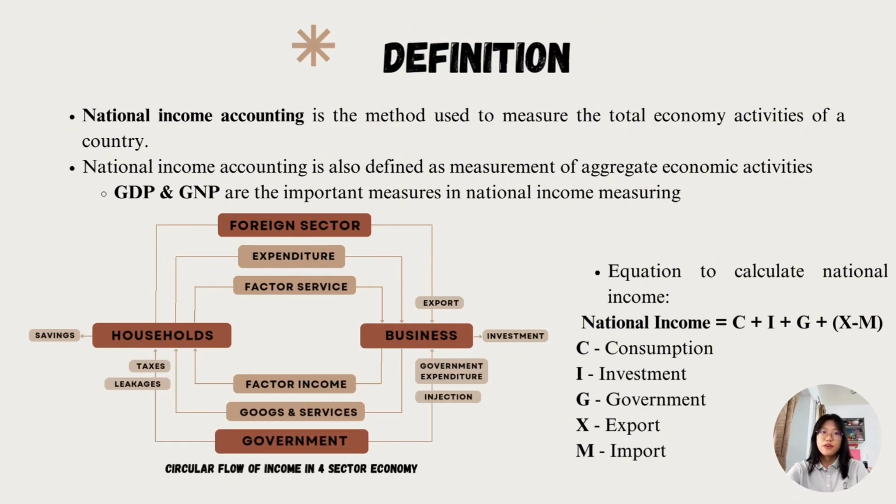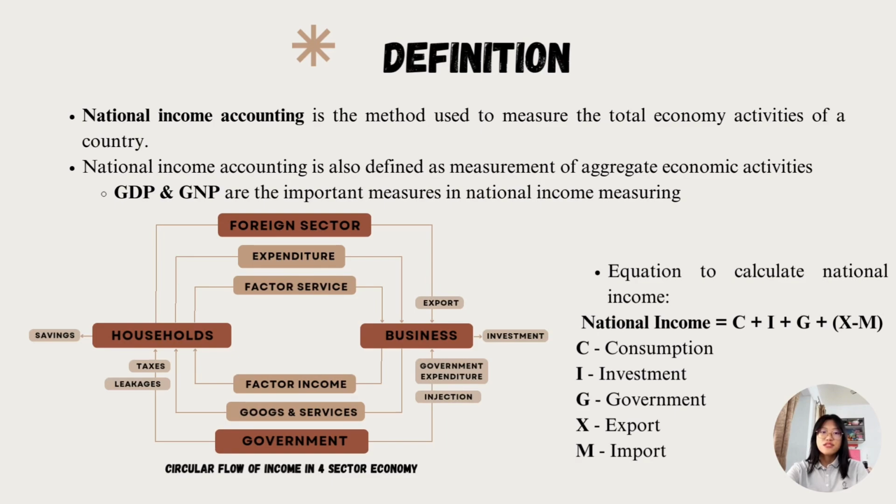Since national income has been briefly introduced, now we are going to explore how national income performs in the economy. National income is a measurement for us to know how well the economy is performing, whether it is growing or contracting. Therefore, national income accounting is now being introduced, as it is the method used by economists to measure the total economic activity of a country. In national income accounting, the two important concepts are GDP and GNP.